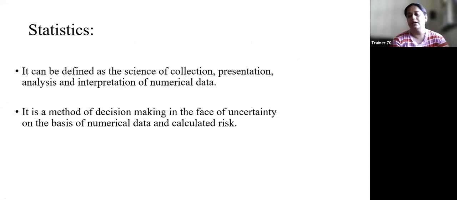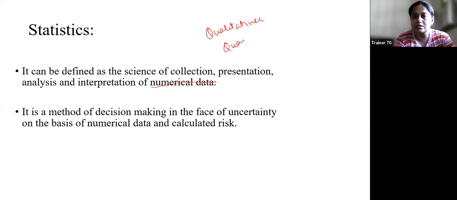Okay, so let's start with the meaning, or you can say the definition of statistics. Statistics is the science of collection, presentation, analysis, and interpretation of numerical data. Now, this word numerical data is very important. We will be continuously studying about two things: one is qualitative and one is quantitative.